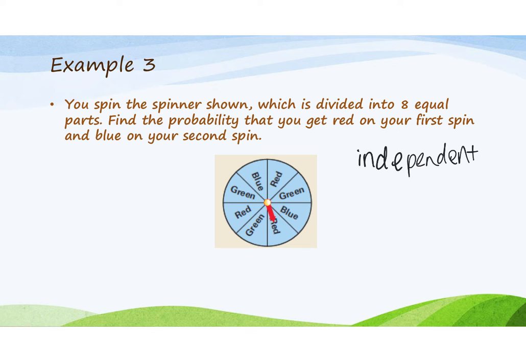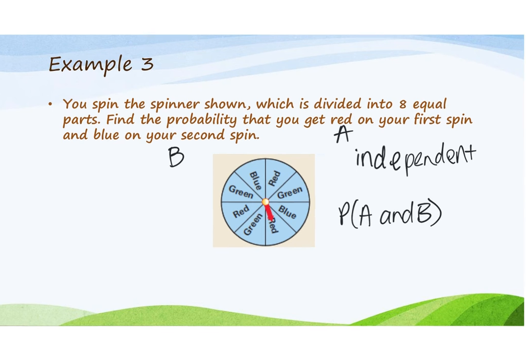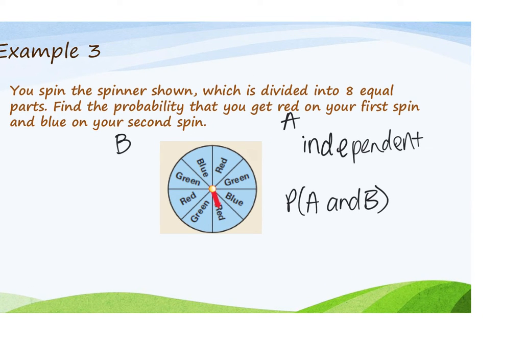If we spun red on the first go around, would that affect spinning red, blue, or green on the second round? No, they're independent of each other. Do you guys see that? Okay, so how do we find the probability of A being red and B being blue? How do we find the probability of A and B? If they're independent, what's our formula?